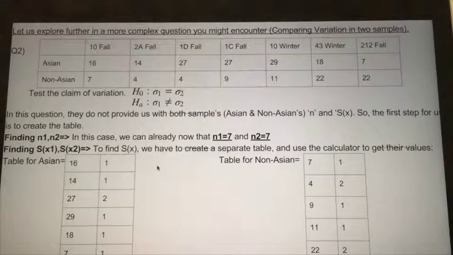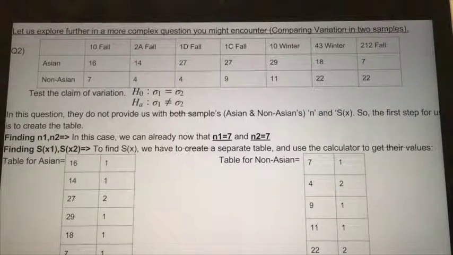Now, as you can see, they don't provide us with both the sample sizes N or the standard deviation of Asian and non-Asian. So the first step for us is to create a table to find out the standard deviation and the N. Finding N in this case is really easy, because the quarters are already listed above: Math 10, Math 2A, Math 1D, Math 1C, Winter Math 10, Winter Math 43, and Math 212 fall. So there's a total of 7 quarters, so we take N1 and N2 as 7.